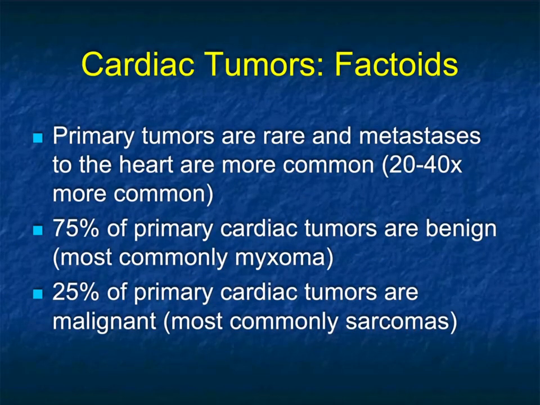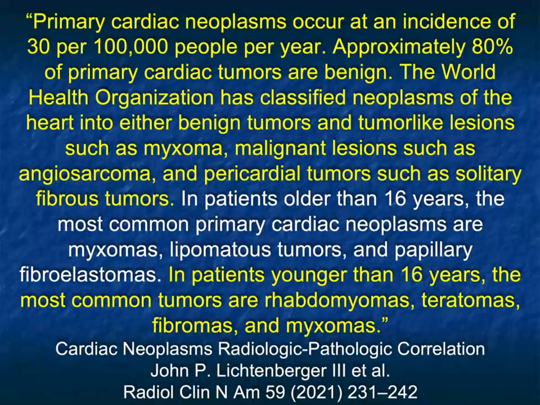Now, just some basic facts. Primary tumors of the heart are indeed rare, and METs are more common. Typically, people will say METs are about 40 times more common than primary cardiac tumors. 75% of primary cardiac tumors are benign, most commonly myxomas, and 25% of cardiac tumors are malignant, and those are most commonly going to be sarcomas.